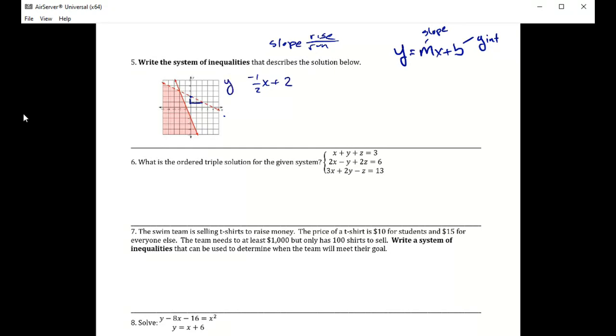So we have to figure out which way we're going. If we put in 0, 0, a 0 here for y and a 0 for x, we end up with 0 and 2. Less than, because 0 is less than 2. And it's less than because of the dashed line.